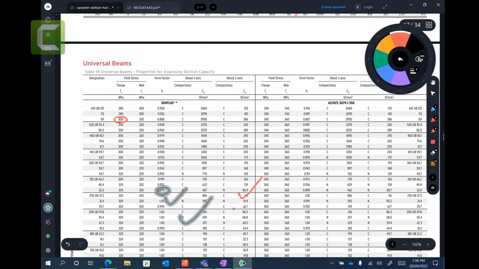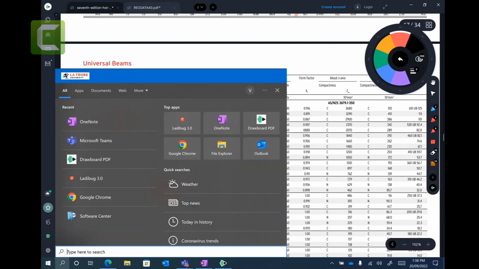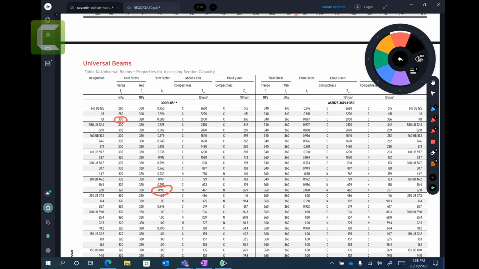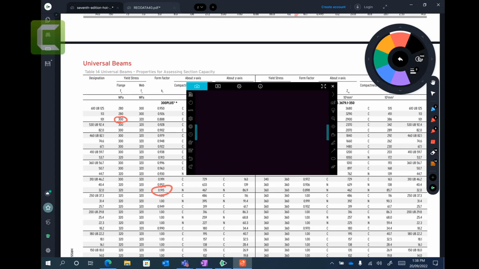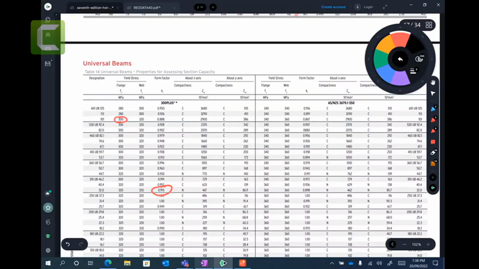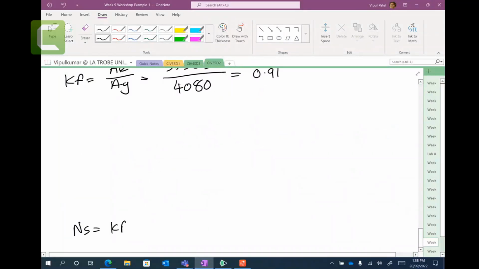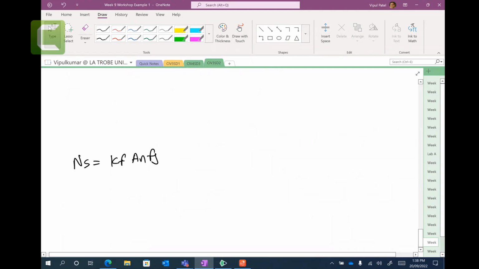So what I'm just saying is that we just confirm this form factor 0.915 from the OneSteel tables. Now we can calculate this NS section capacity. Now this section capacity NS would be kf An fy. Now An is the gross area because we don't have any hole.